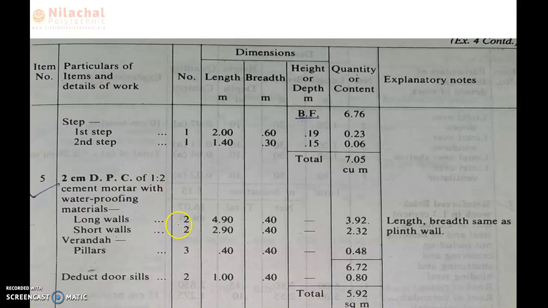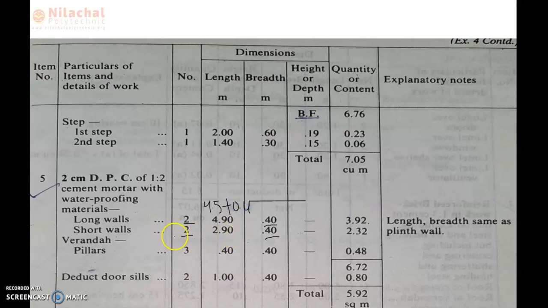The long wall is 2 numbers, the short wall also 2 numbers. Breadth is 40 centimeter for the long wall, and the short wall is the same 40 centimeter, which is equal to the plinth wall breadth. And the length is how much? For the long wall, how can we find it? The center to center distance plus breadth. The center distance is 4.50, so 4.50 plus breadth 0.4 is 4.90, right?